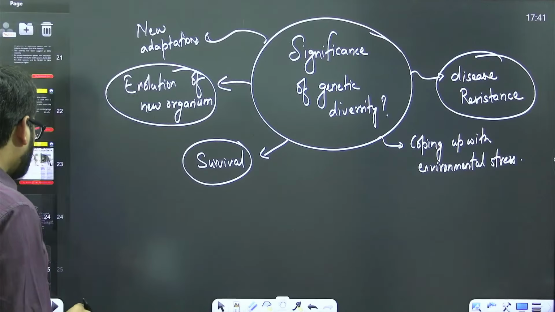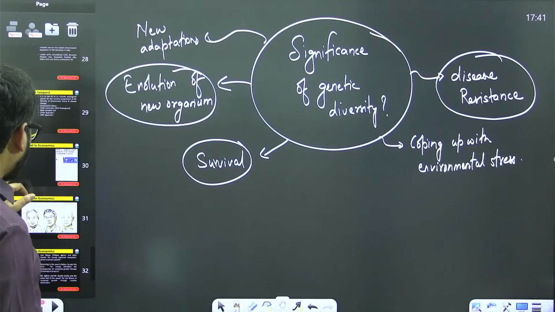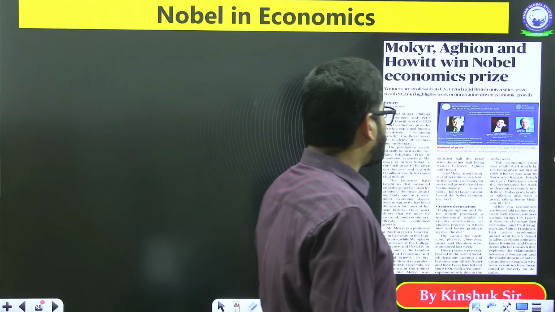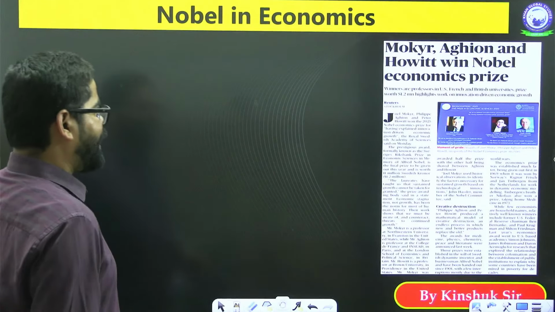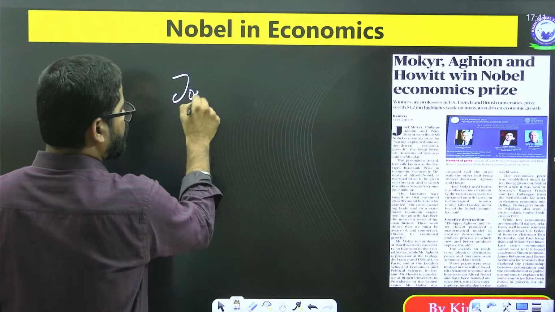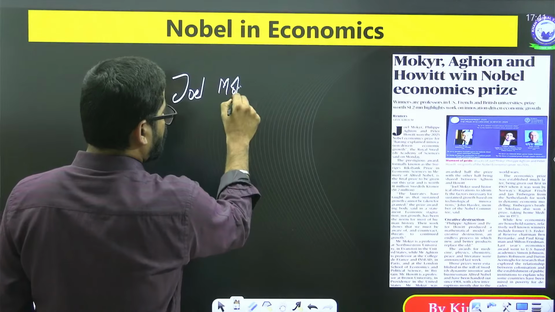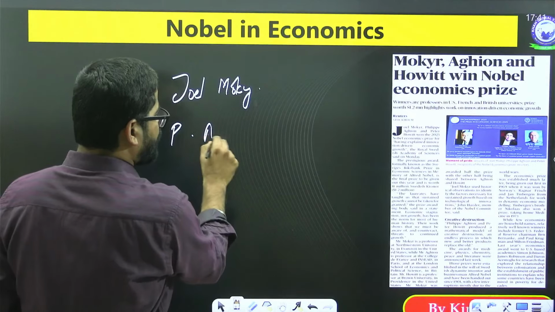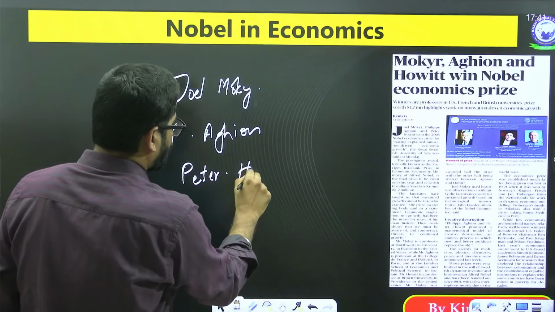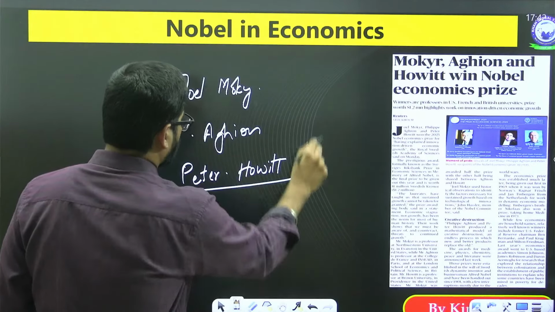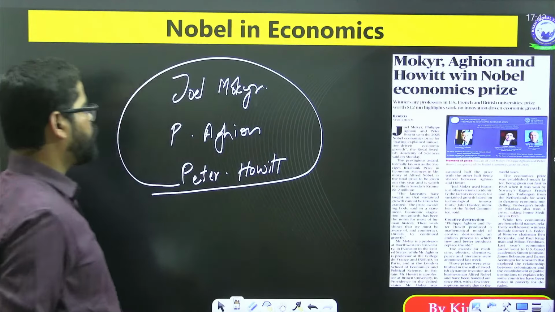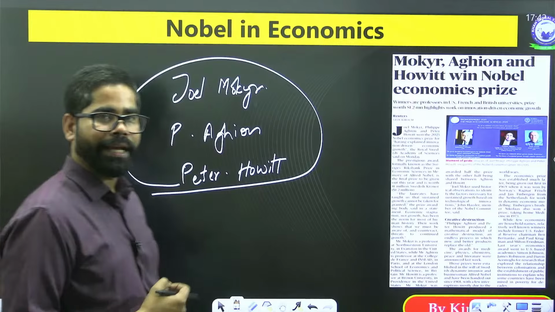Now, coming to the last article, we have this one thing, the Nobel Prize in economics, and it has been provided to Joel Mokyr, Philippe Aghion, and Peter Howitt. So three people have got the Nobel Economics Prize.